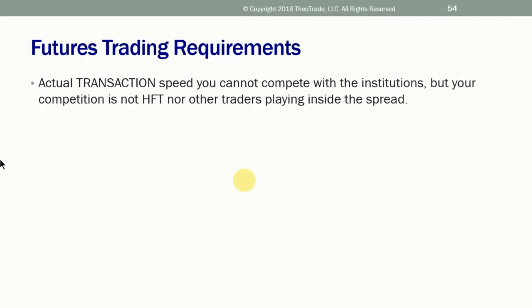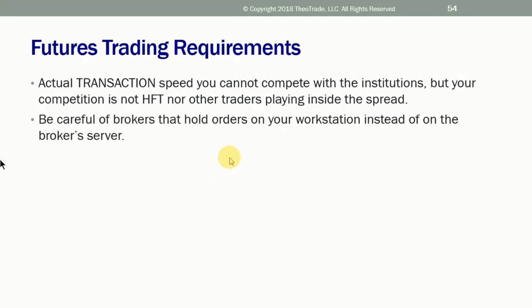So the actual transaction speed, so people get hung up on this transaction speed, like, well, you can't compete with the institutions, right? These guys have all the advantages. Look, we're not doing HFT. We're not doing anything like that. We're just kind of, think of ourselves as that remora that attaches itself to a shark, and we're just trading along with the larger trend.